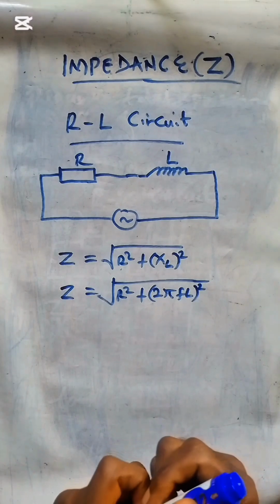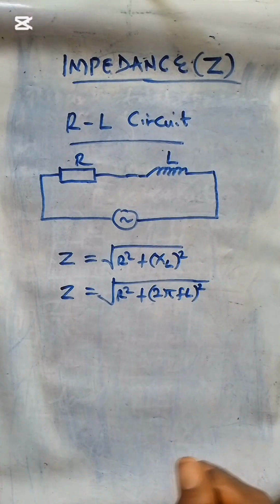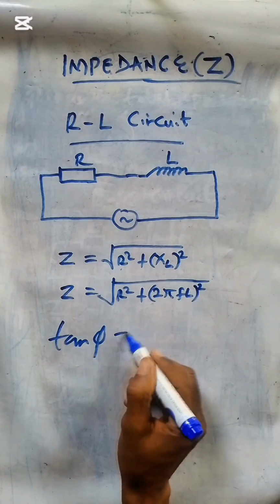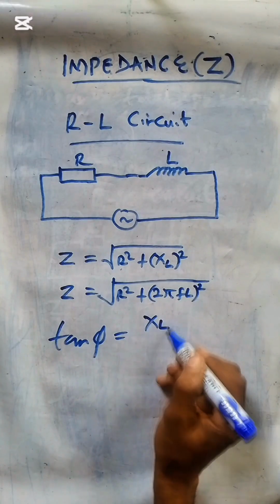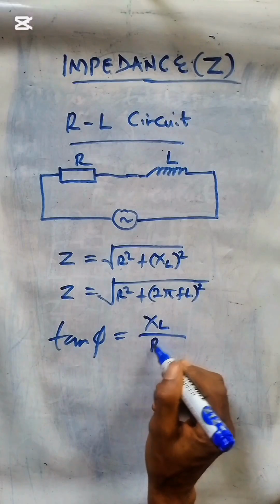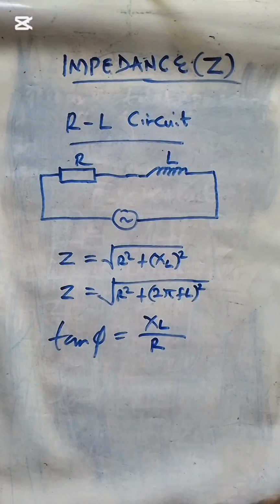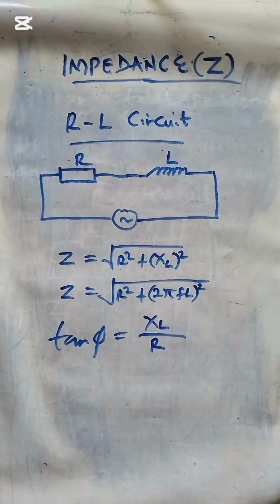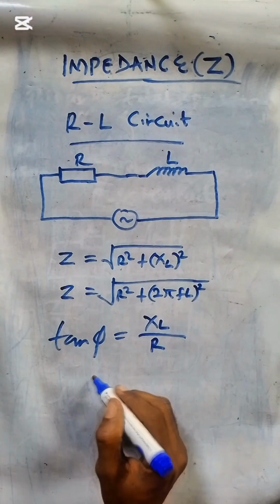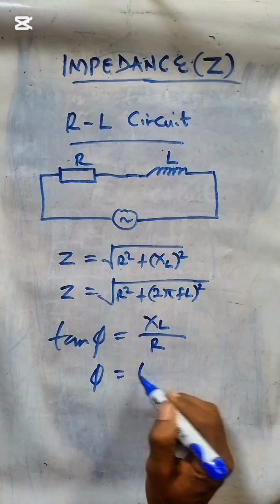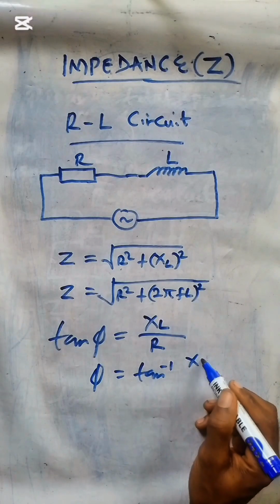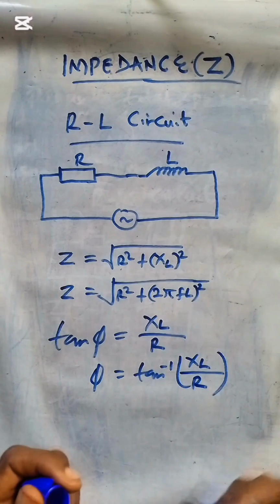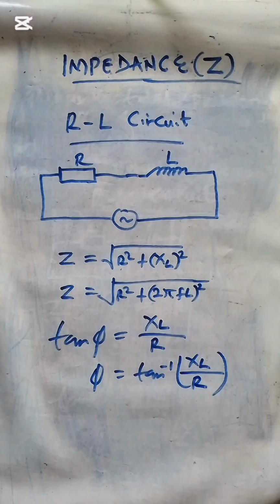Also, the phase angle between the voltage and the current is calculated using the relationship: tan of the phase angle is your reactance over resistance. So your inductive reactance in this case over your resistance gives us the tan of this. So from here, the phase angle can be calculated using arctan of inductive reactance divided by your resistance. So take note of that.